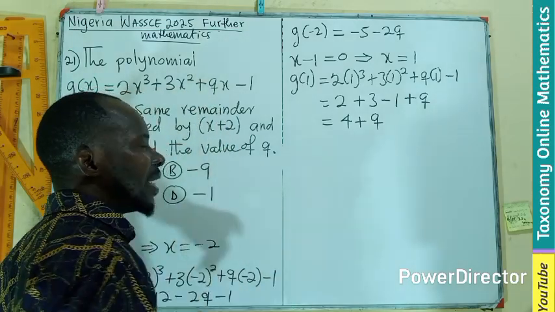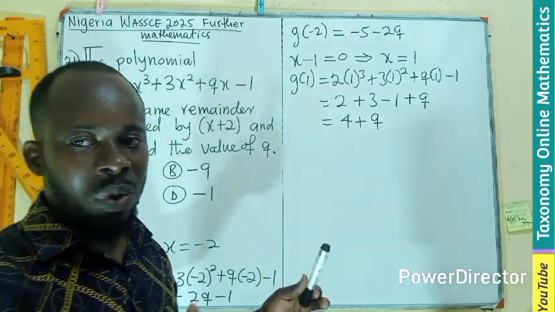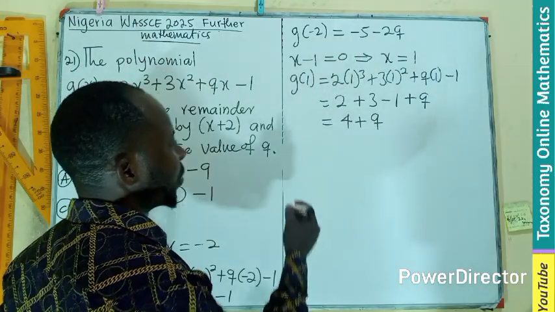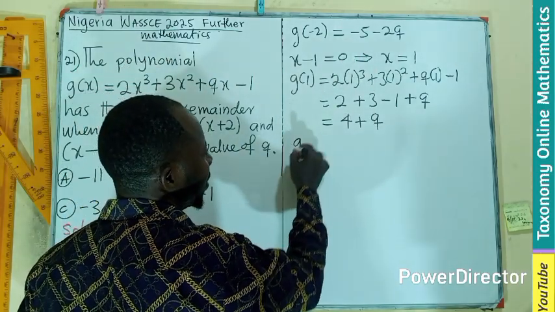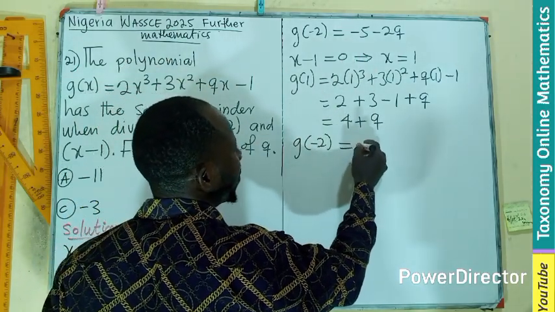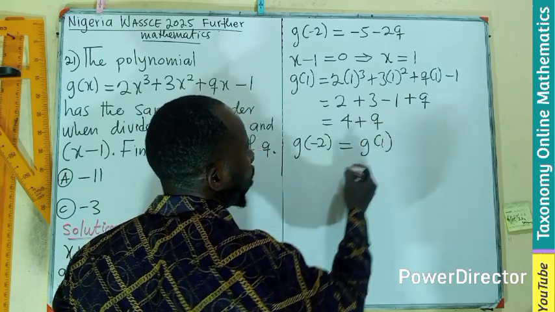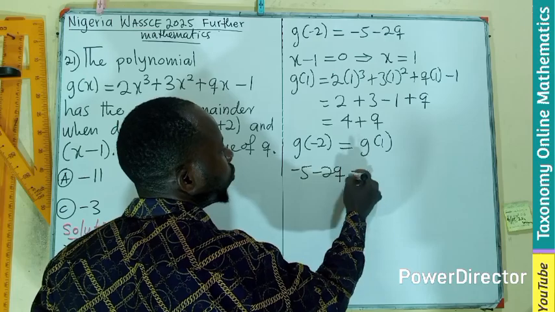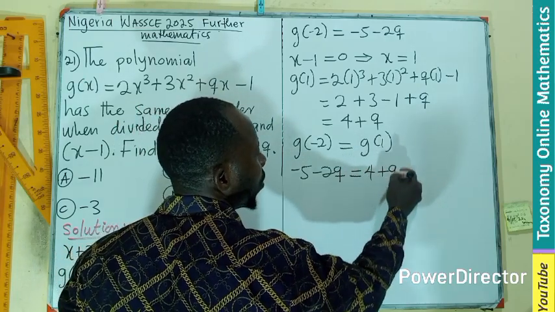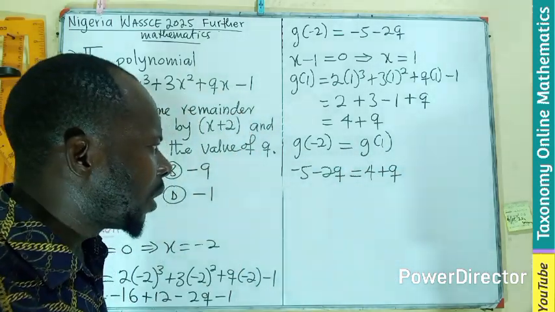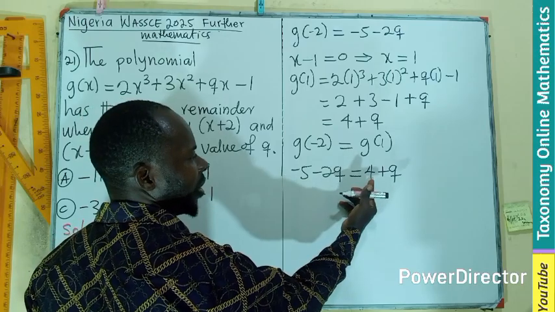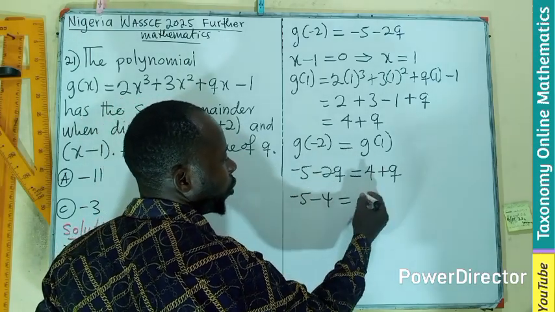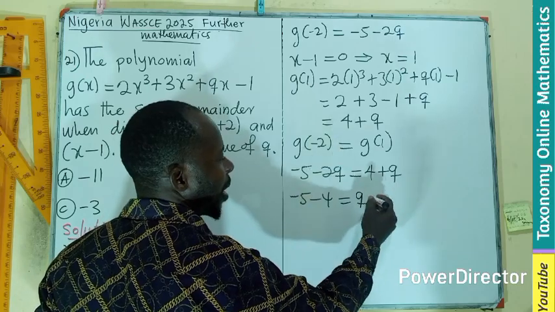We are saying that the remainders are going to be the same. So this result is the same as that result. Let me say that g of negative 2 is the same as g of 1. Meaning negative 5 minus 2q should be the same as 4 plus q. Let's group the like terms and see. Let's bring the 4 here as negative 4. Q is already there. Negative 2q becomes plus 2q.